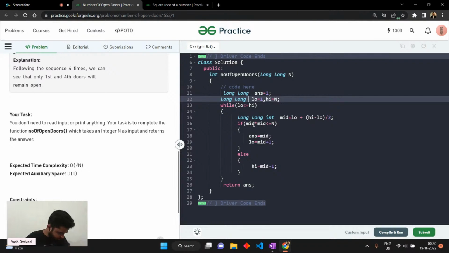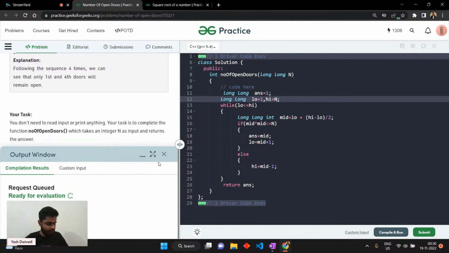And hey, Yash, can you take high as n by 2, as square root will surely be lesser than that? Yeah. Okay. So let's take it like that. Will be fine. But let me see this part. High is this, low is this. Okay, answer is equal to this.